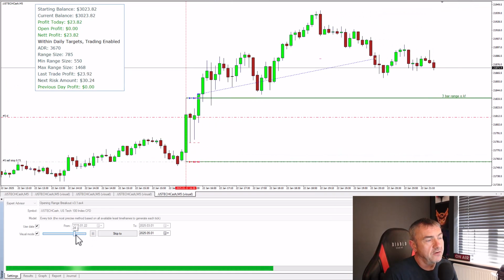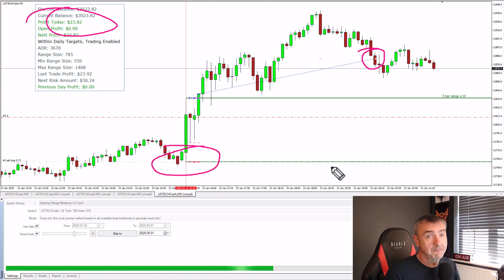Not quite got to target there, so we didn't get to our partial, but what we did do was stop out on our trailing stop for a profit of 23.82. Okay, so that trade is now complete. You'll notice that the pending order is still in place.